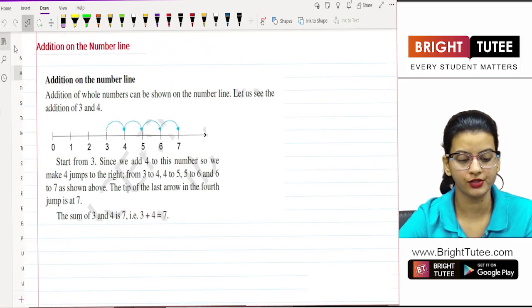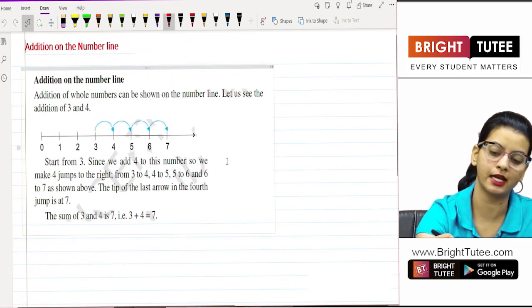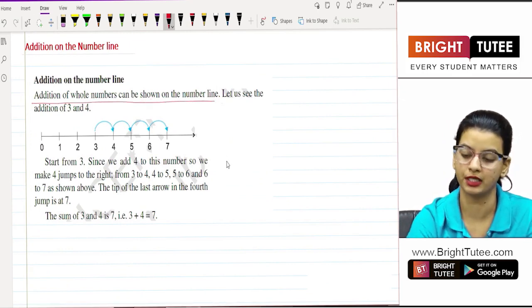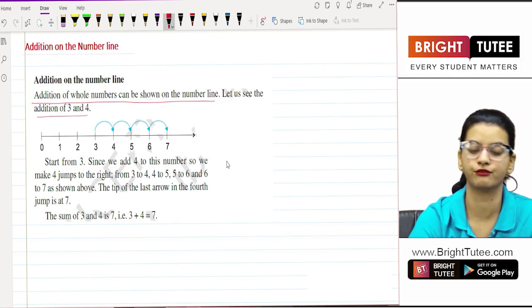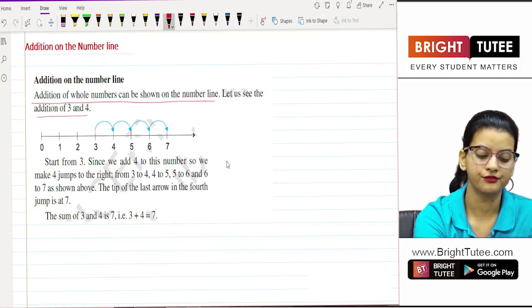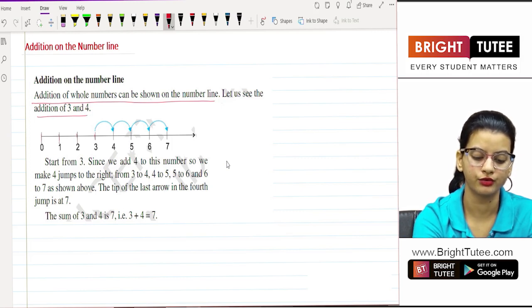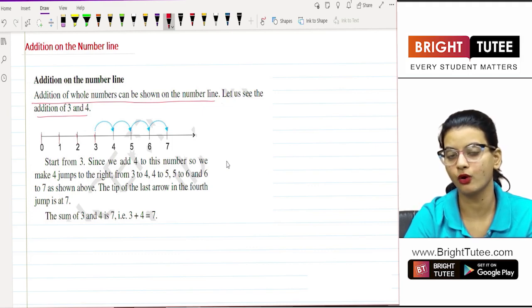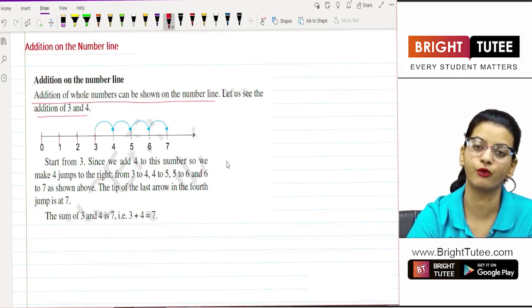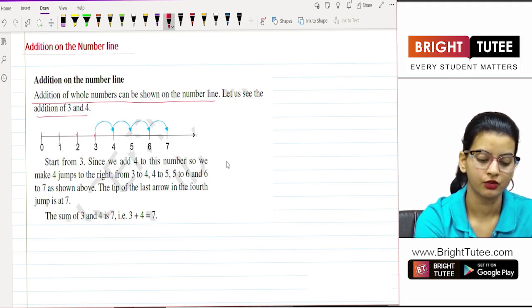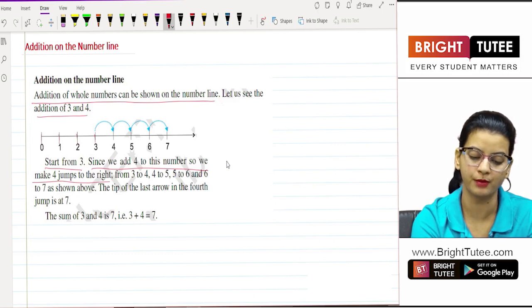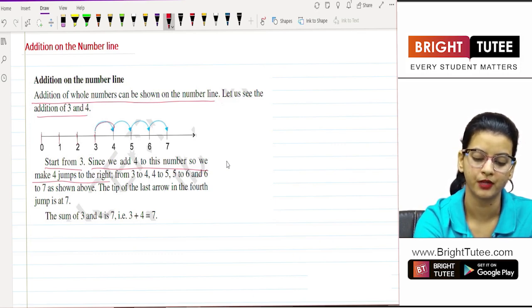Now we are going to see addition on the number line. Addition of whole numbers can be shown on the number line. Let us see the addition of 3 and 4. So we have 0, 1, 2, 3 and we have continued. Now 4 is being added to 3, so that means 4 more units are being added to 3. So we start from 3. Since we add 4 to this number, we make 4 jumps to the right. First jump, second jump, third jump and fourth jump.